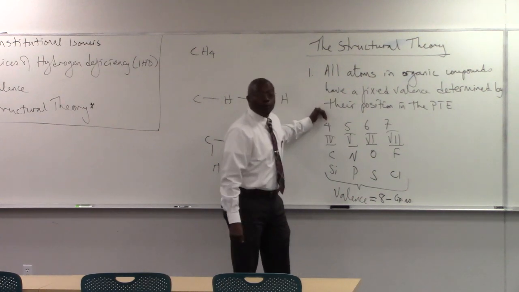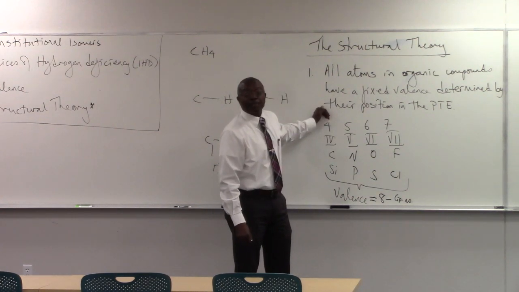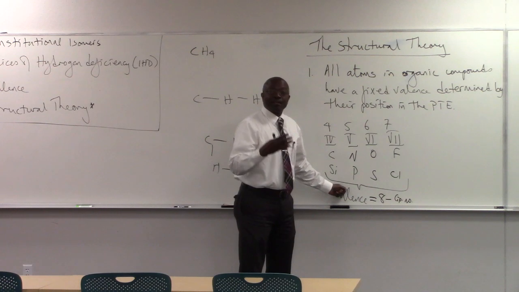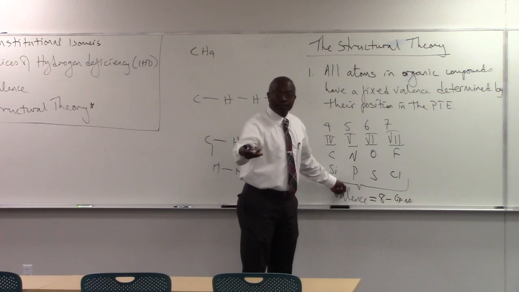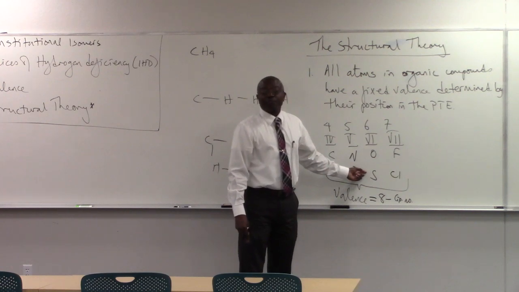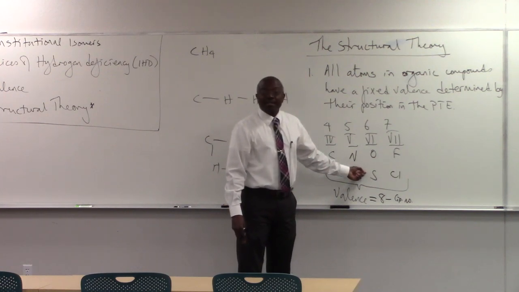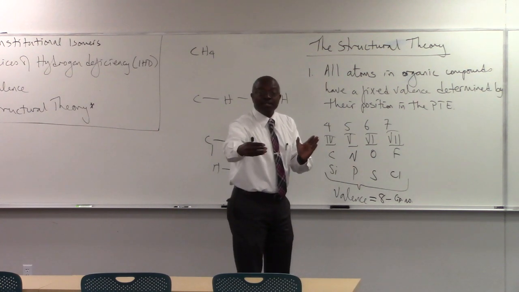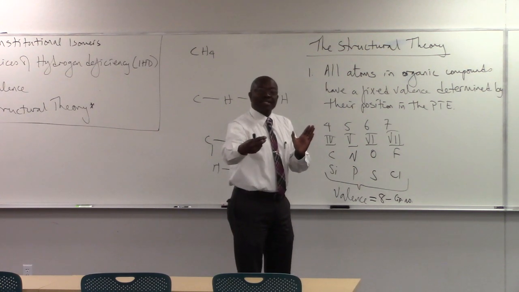If I'm in group 4, I already have 4 valence electrons. How many more do I need? And the answer is 4. Which is why my valence, the number of bonds I will form, will be 4. If I'm in group 5, I already have 5 valence electrons. How many more do I need to have an octet? The answer is 3. So I will invest in 3 bonds, because each bond I invest in, the atom brings in an electron.